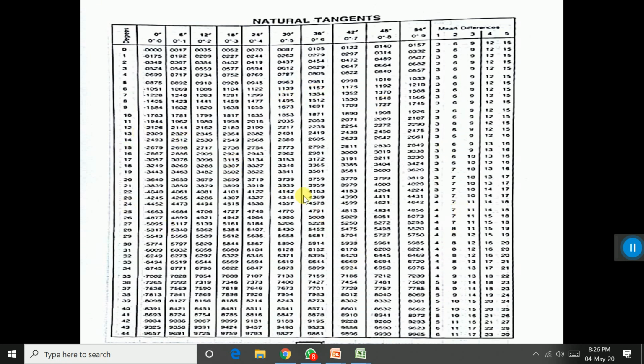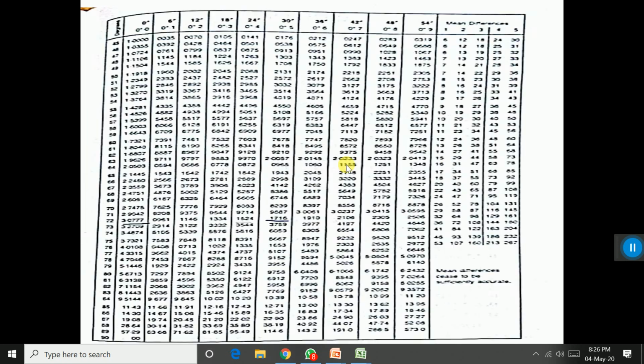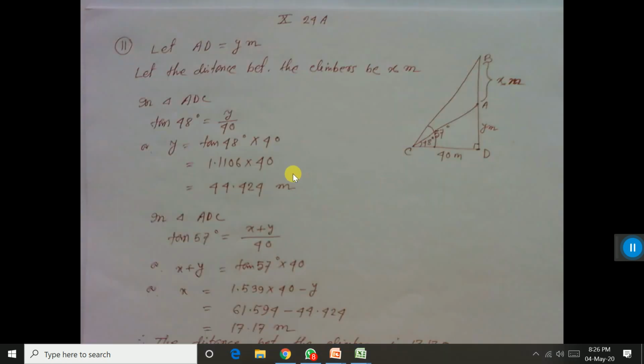These are the tables required. They are given at the end of your book. I have taken an image of those pages. These two pages are there. I will explain the matter.